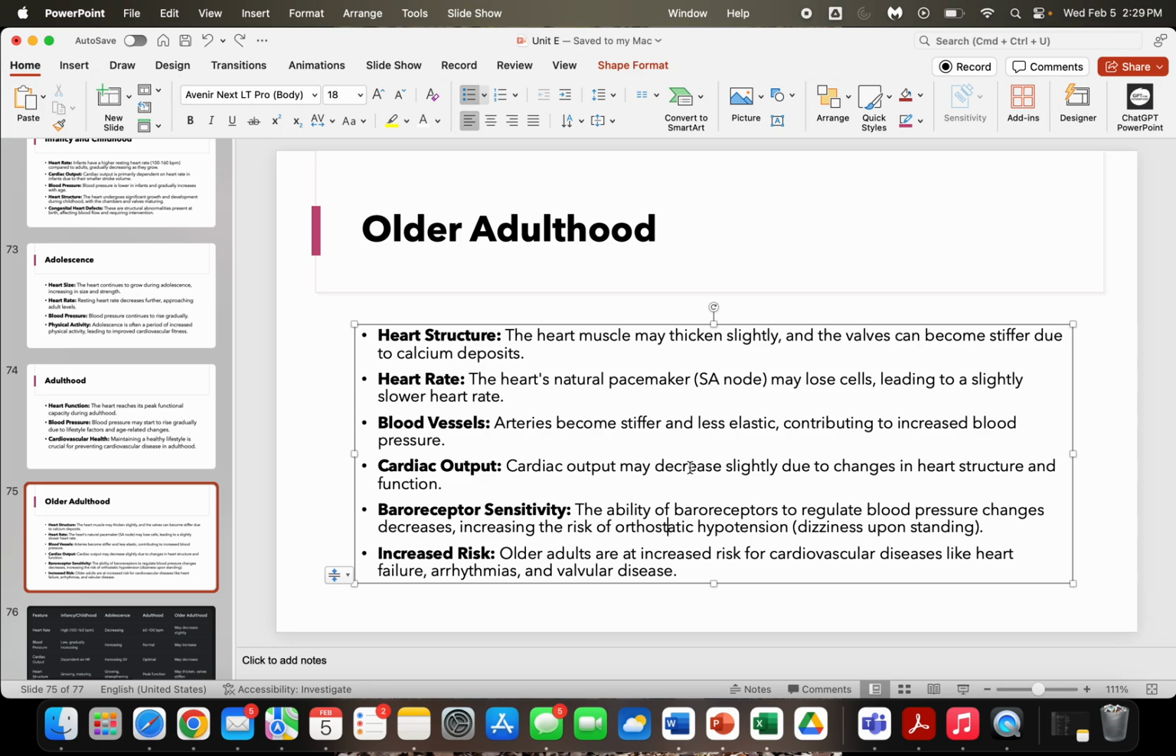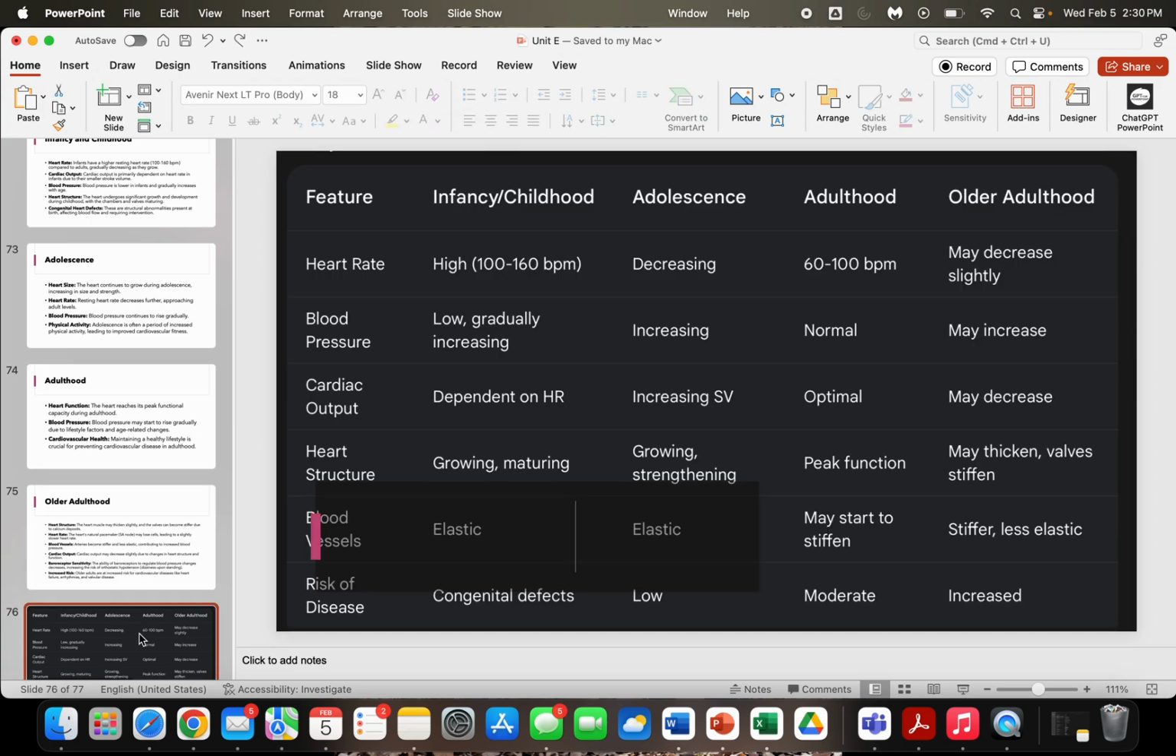So as people age and those baroreceptors become less sensitive, we run the risk of having more things like orthostatic hypotension because our body isn't able to respond to that mechanism as quickly. Okay, so you see those people raise up, they're dizzy. This is part of the reason why. Older adults are also at higher risk for cardiovascular diseases for a lot of different reasons. Lifestyle, genetics, again, just generalized wear and tear, right?